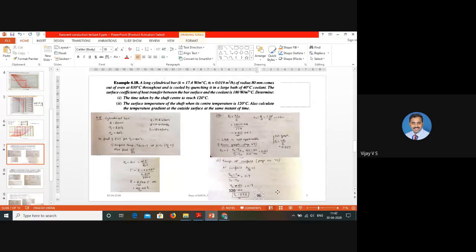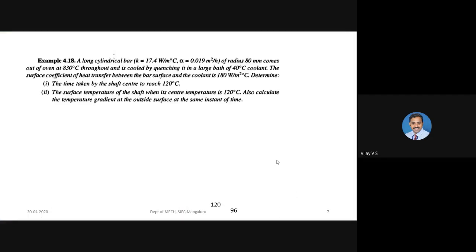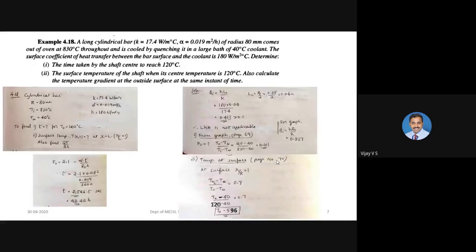So when the center temperature is 120, the surface will be 96. This is one mistake I want to highlight. I also made the same mistake because it's a very common mistake. So clear? Any doubt in this?